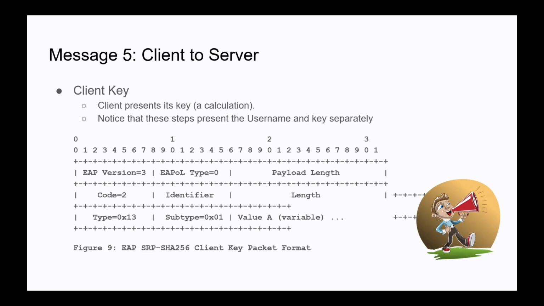Message number 5. In response to the server challenge, the client presents an ephemeral public key, which has as factors the values in the challenge it received. We'll look at the precise calculation of those values later on in the presentation. For now, just know that the user identity and the key are presented separately. You'll note this diagram contains one variable length data field as a payload.